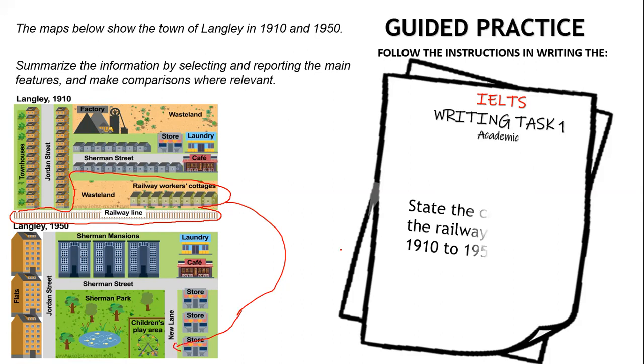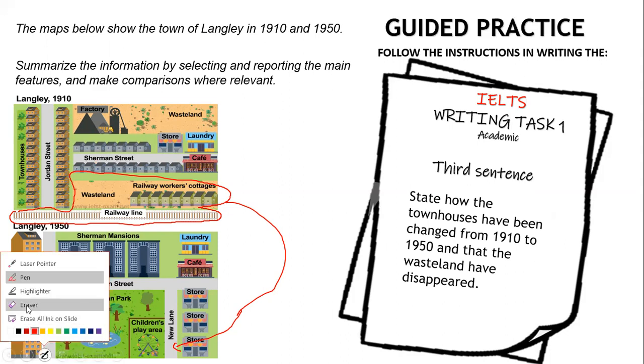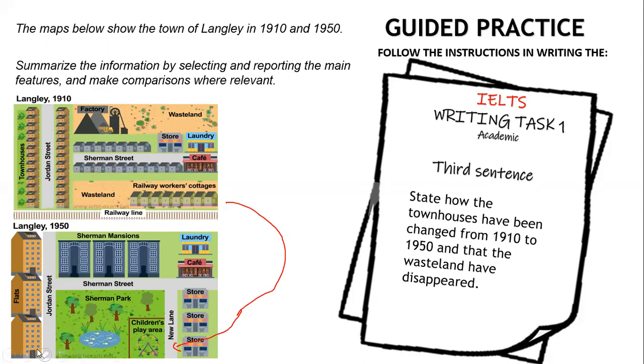Yeah, that's your second sentence. And then your third sentence here, state how the townhouses have been changed from 1910 to 1950. All right, let's just erase this part here. Let's just focus on the railway area. So here, okay, railway area. All right, it's one. And third sentence, you can take a screenshot. State how the townhouses have been changed from 1910 to 1950 and that the wasteland have disappeared.